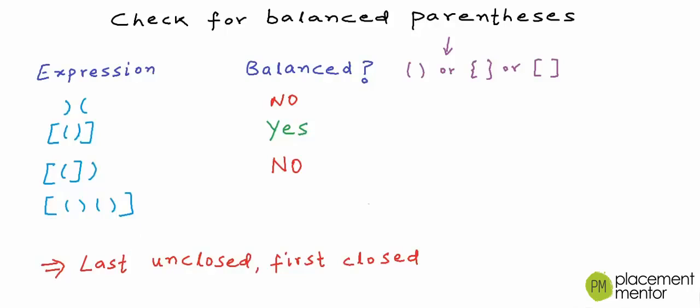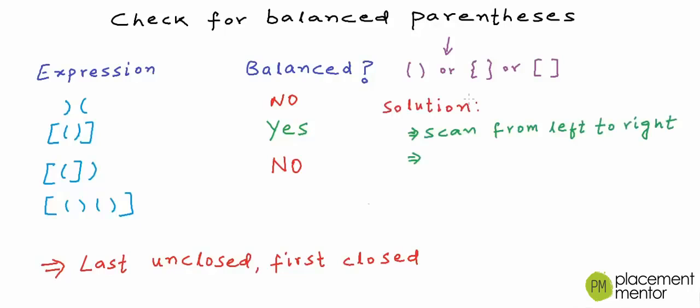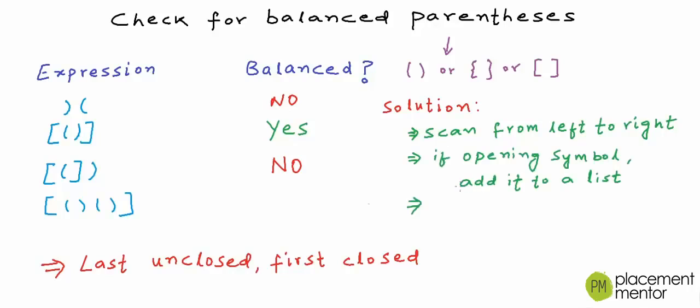We can use this approach to solve this problem. What we can do is scan the expression from left to right, and as we scan, at any stage we can keep track of all the unclosed parentheses. Basically, whenever we get an opening symbol, an opening parenthesis, an opening curly brace, or an opening square bracket, we can add it to a list. If we get a closing symbol, it should be the closure for the last element in the list.